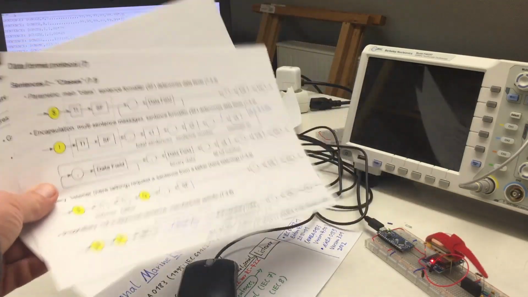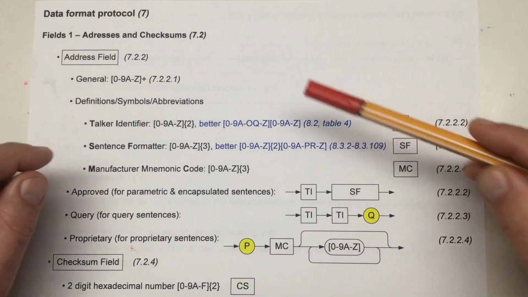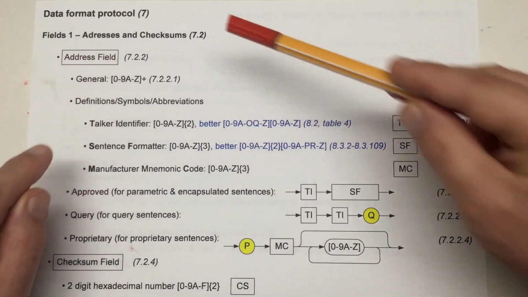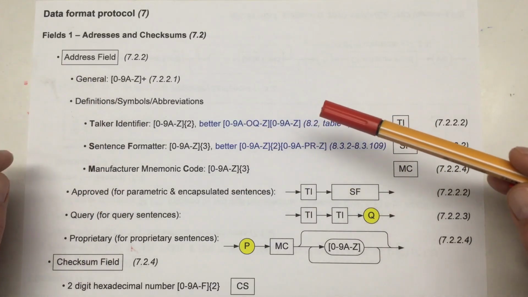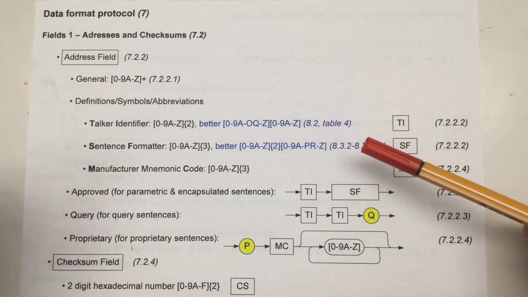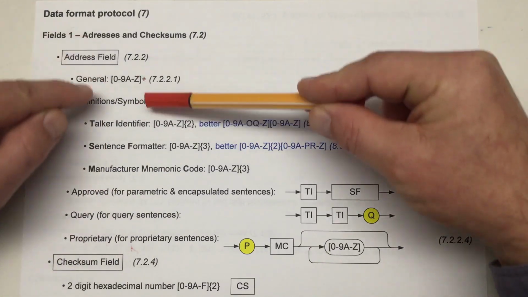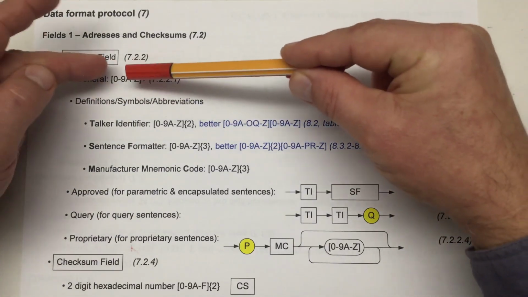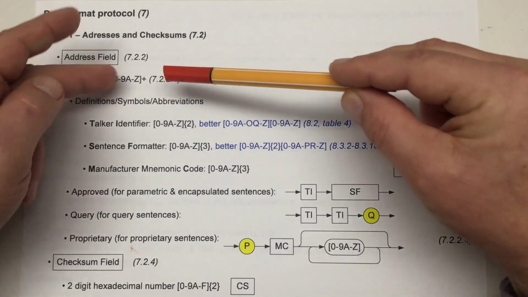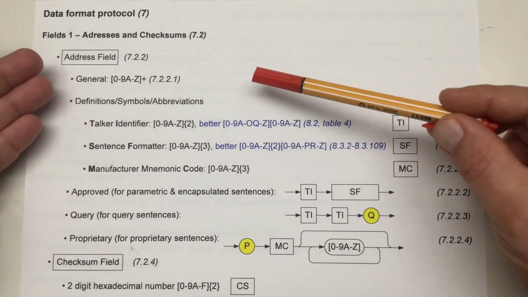Now, are you up for 2 more pages of theory? Then let's talk about fields, at least for now address and checksum fields. The general format of an address field is 1 or more digits and uppercase letters. And I'm using regular expressions for that here. So that's our character range 0 to 9, A to Z, and a plus just means 1 or more.